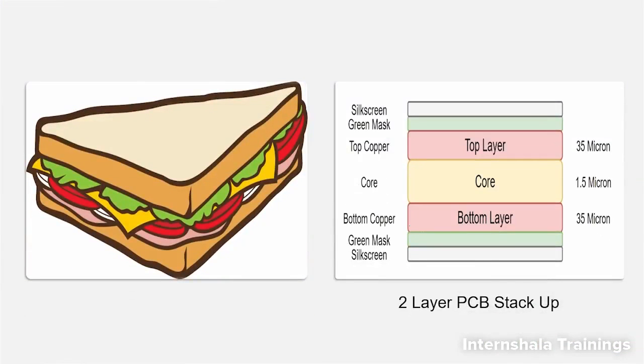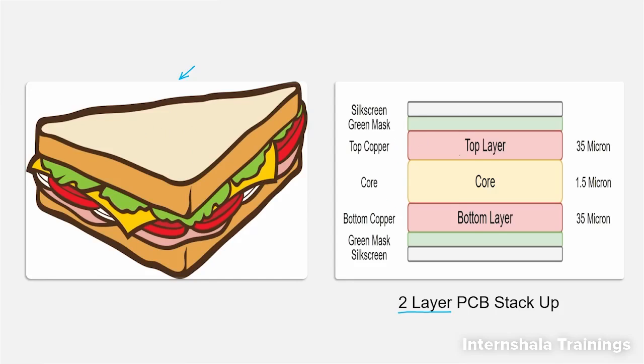So this is the layer stackup for the 2-layer PCB, and depending on the number of layers, this layer stackup will change. You can consider a layer stackup like a sandwich, which has multiple layers. On the bottom there will be bread, then mustard, then tomato, then a layer of cheese, then spinach, and on top of that again a layer of bread. In the same way, in a PCB there are multiple layers.